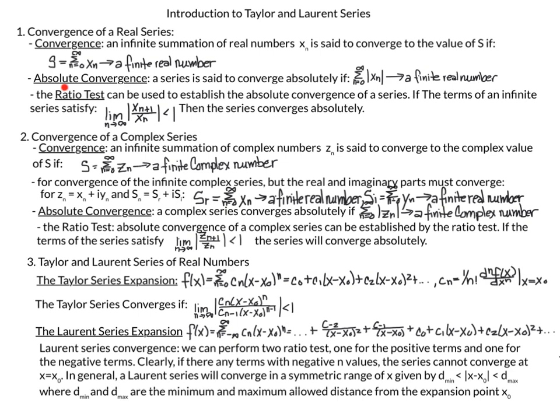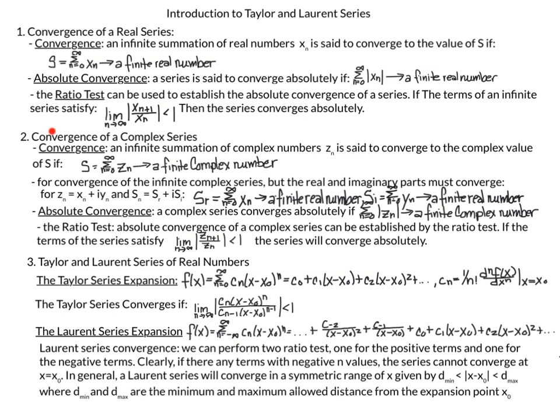And then we can use a ratio test to establish absolute convergence for a series. If the terms of an infinite series satisfy this ratio test here, that the limit as n approaches infinity of the absolute value of x_(n+1) over x_n is less than 1, then the series converges absolutely. There are other tests for convergence other than the ratio test, but this is the one that we will be using in this book and will be sufficient for this book.